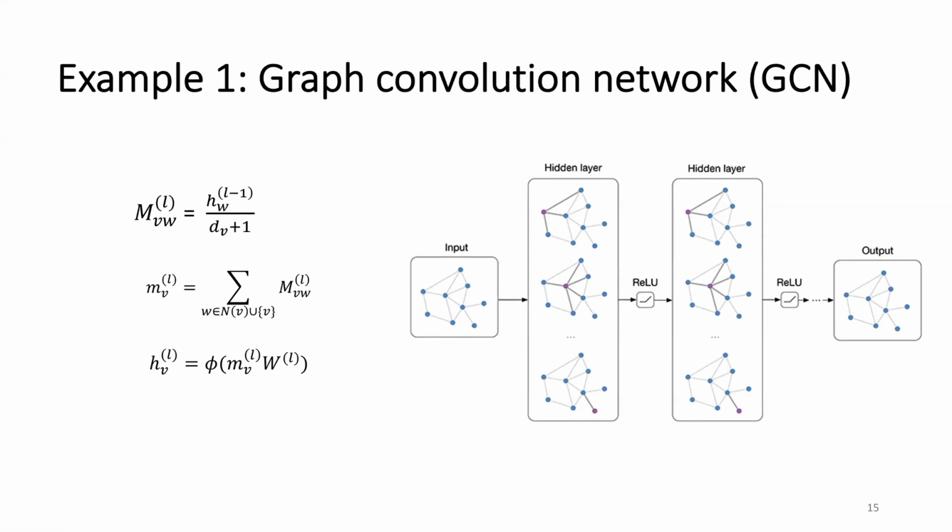The only model parameter over here is that weight matrix. This is the weight matrix by which the new representation of the node will be computed as a function of the average of the representations of all of its incident nodes plus itself.